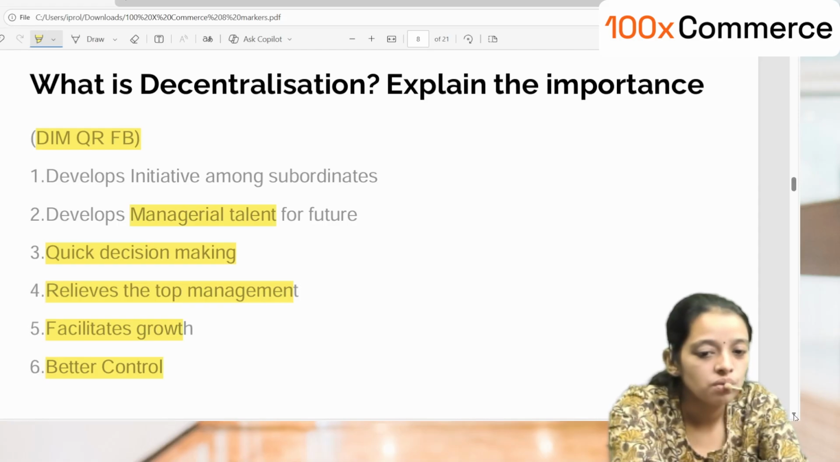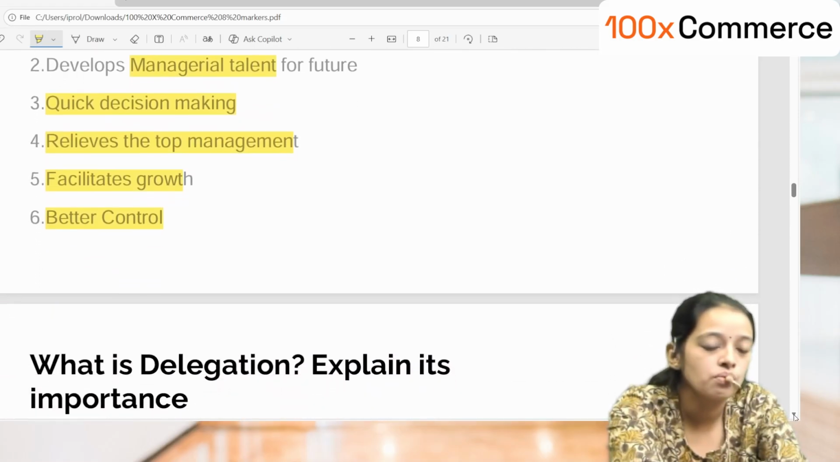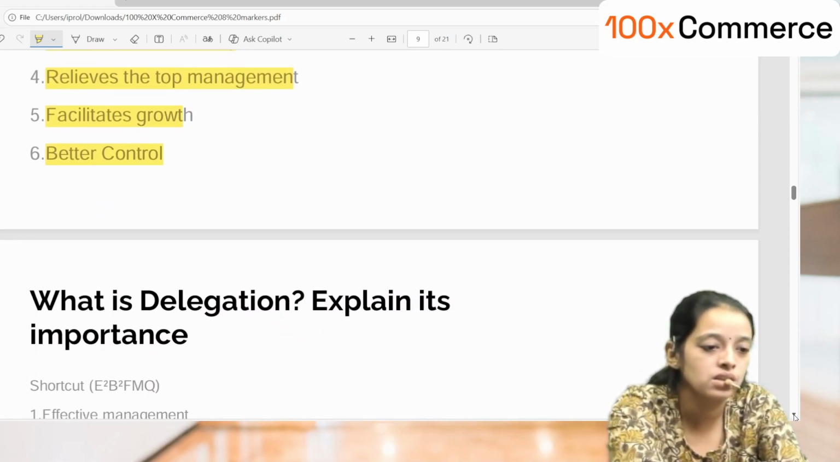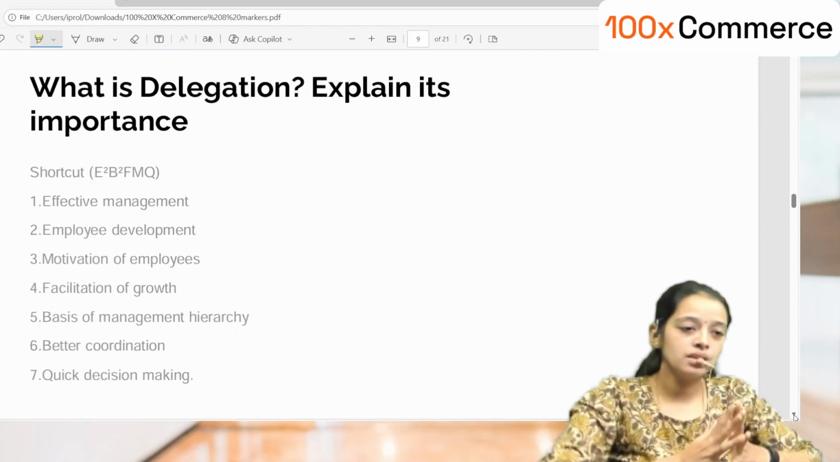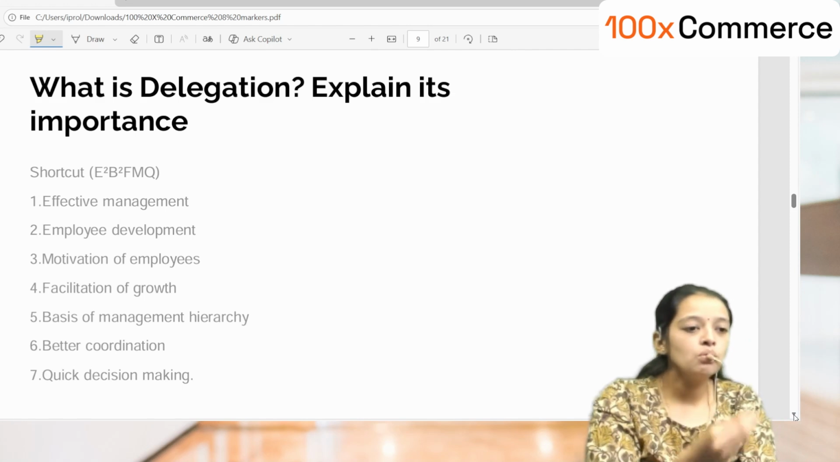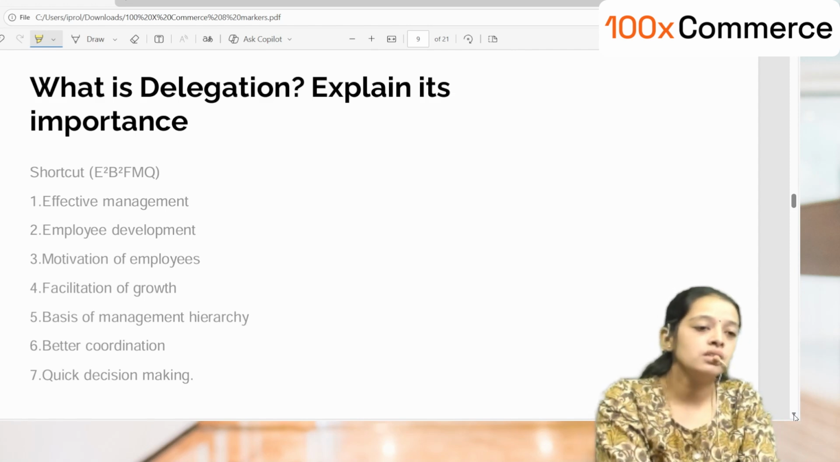So this was all about your second answer from the organizing chapter. Now let's go to the very important question from the organizing chapter, that is delegation. So now, what is delegation? Explain its importance.